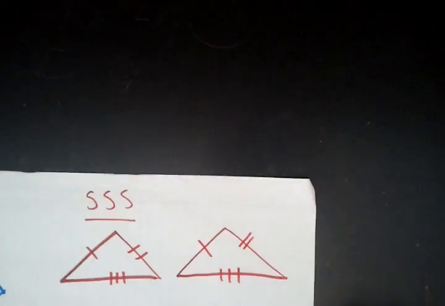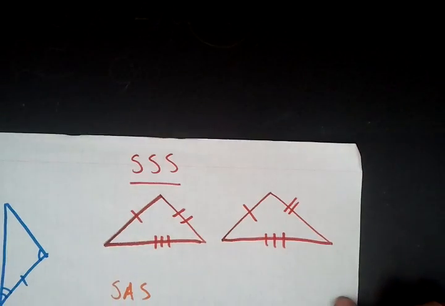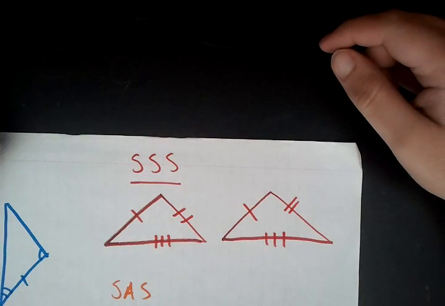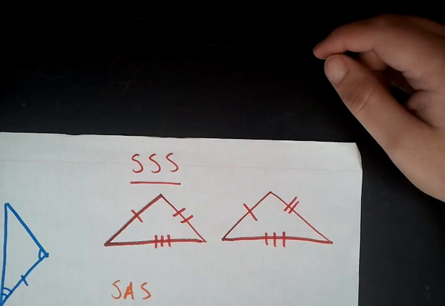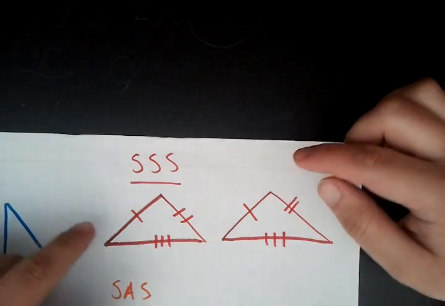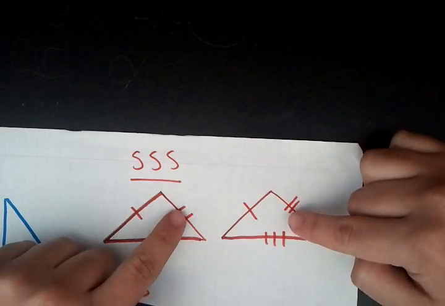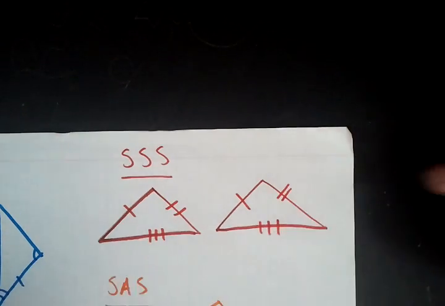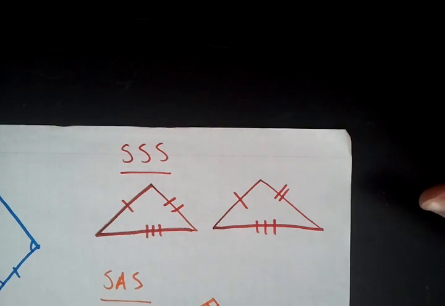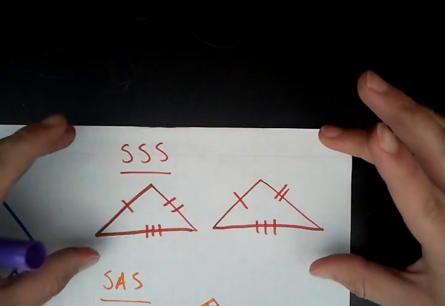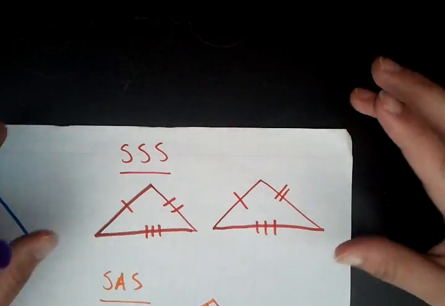So first one, side, side, side. That means that the corresponding sides of the two triangles are equal. And these markings mean if there's one marking, that means that it's the same length as the other marking on this one. And this side is the same as this side is the same as this side. So this theorem proves that the two triangles are congruent.